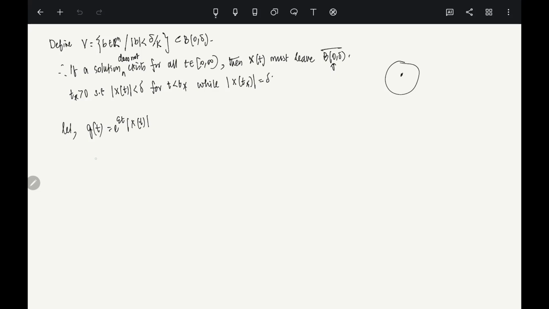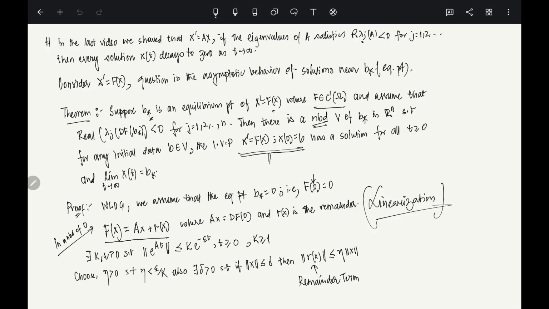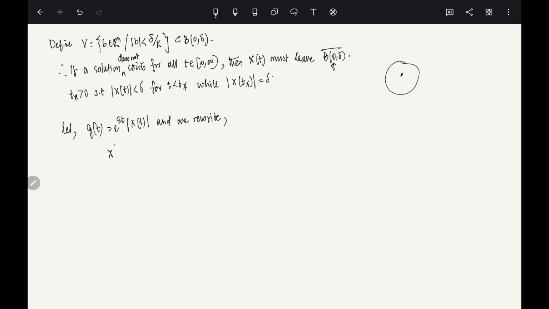Let g(t) be this, and we rewrite. Okay, see, x' = f(x), and what is f(x)? f(x) is Ax + r(x), right? So we have x' = Ax + r(x). Is it okay? And what is x0? x0 is given to be b. We can rewrite the equation like this, replacing f(x) with this. Yeah. Now you see, this is a linear equation, constant coefficient.